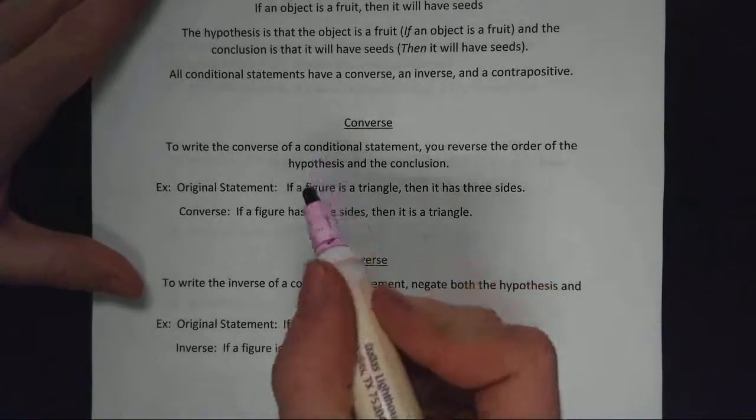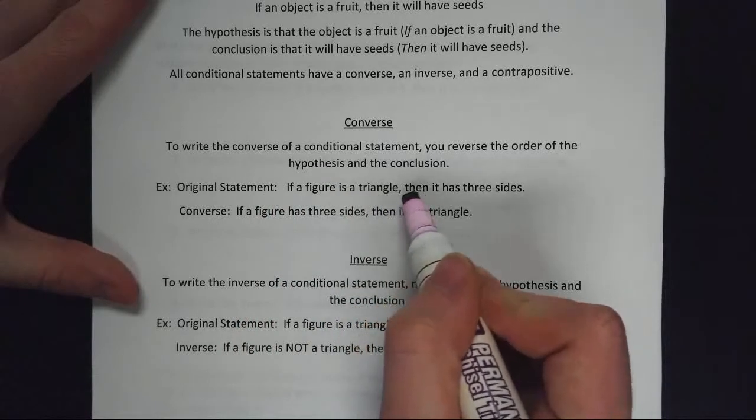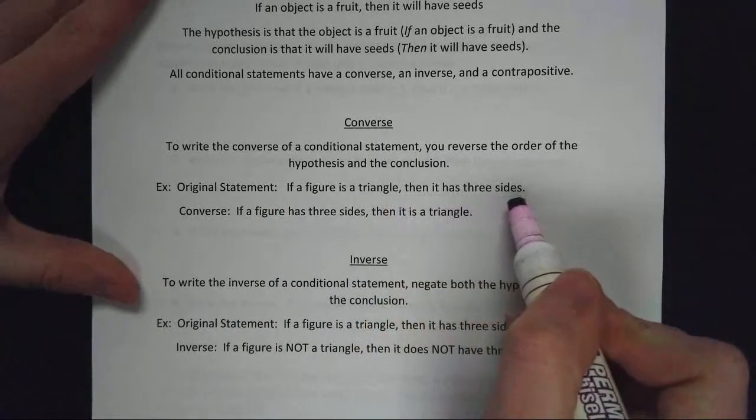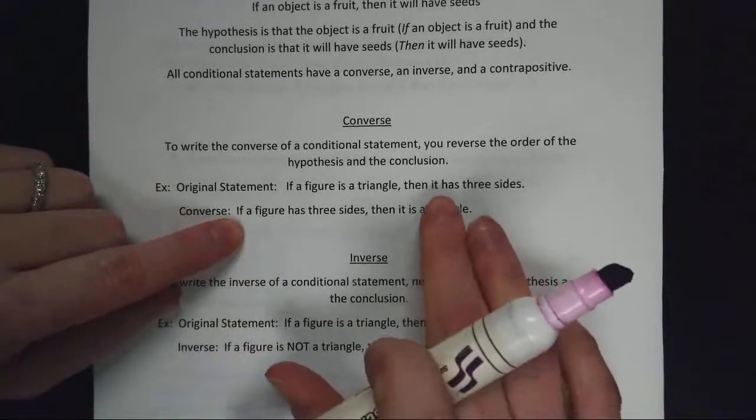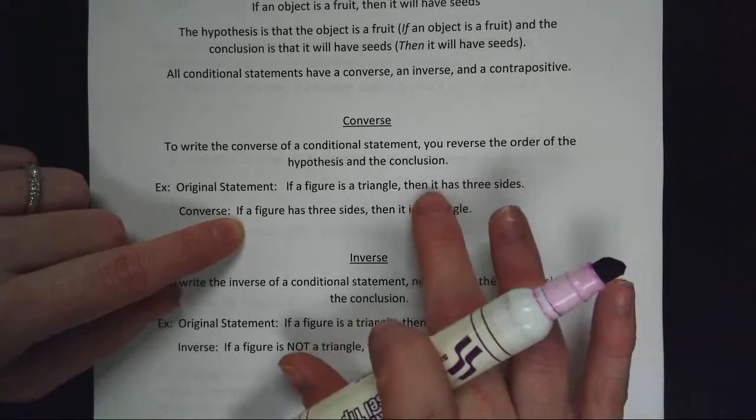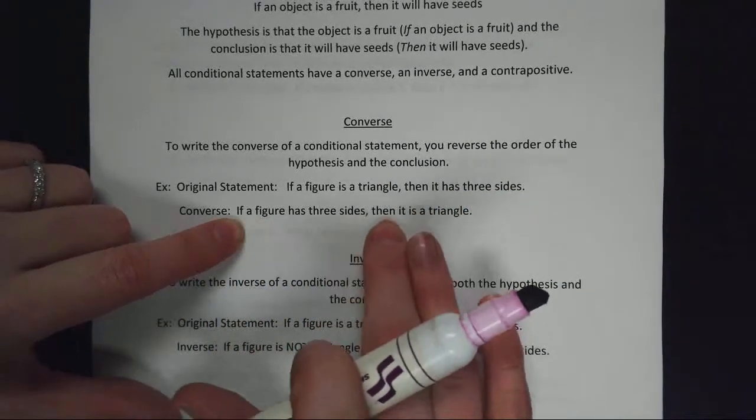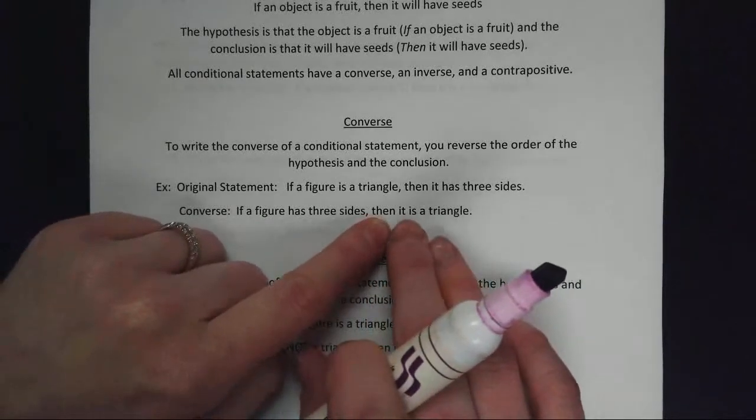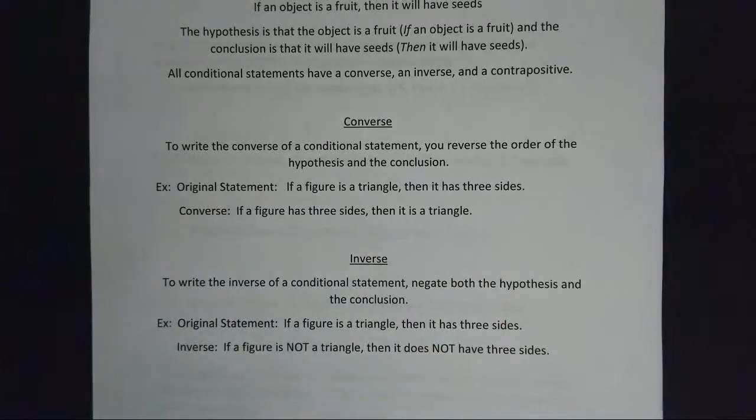For example, if our original statement is, if a figure is a triangle, then it has 3 sides. To write the converse, we still write if first, but we write the conclusion after the if. So if it has 3 sides, or if a figure has 3 sides, then, and then we write the hypothesis part in our original statement. It is a triangle. So to find the converse, you're basically just switching your if and then statements.